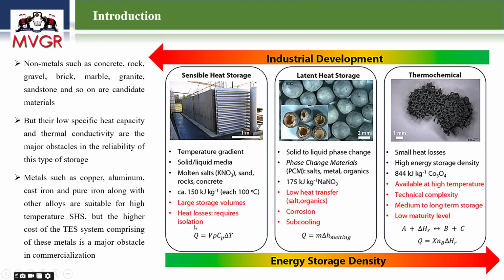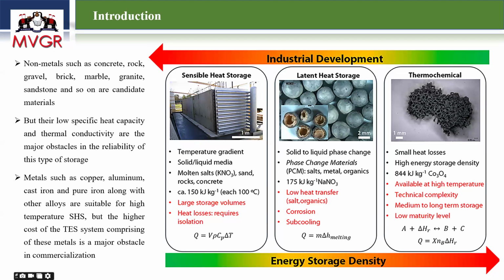So here, the heat we are supplying mainly depends on three parameters. One is the mass of the material, second is the specific heat capacity, and third is the temperature difference. Suppose I want to fix the temperature difference, the temperature gradient. Let us take, I want to store hot water in the range from 100 degrees to 150 degrees temperature. So I'm sending this hot water.